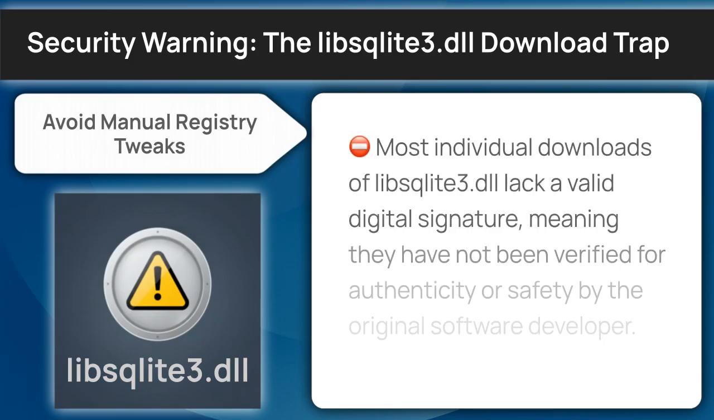I'd like to provide a brief technical warning about the risks of using unofficial file repositories. It is critical to avoid the manual installation of the Libsqlite3.dll unless you are following a verified engineering protocol, as a single directory error can prevent your OS from booting and result in significant data loss.